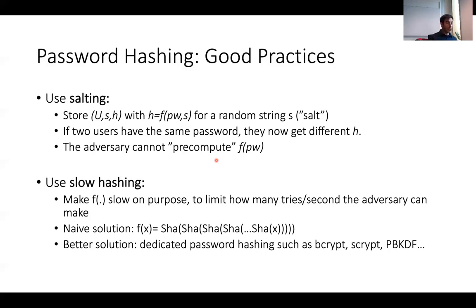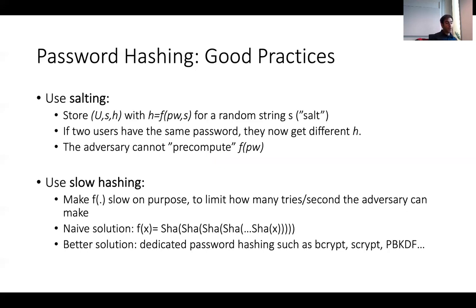The other countermeasure, or the other good practice for making the life of the adversary harder when they try to steal the password on the server side, is to make the hashing slow on purpose. Here we're talking about moderately slow. We still want the hash function to be easy to compute and hard to invert, and we're just changing the definition of easy to compute, from instant to being maybe 1,000 times or 1,000,000 times slower. This is still acceptable from the user experience point of view, but will make the life of the adversary harder by limiting how many tries per second the adversary can make.